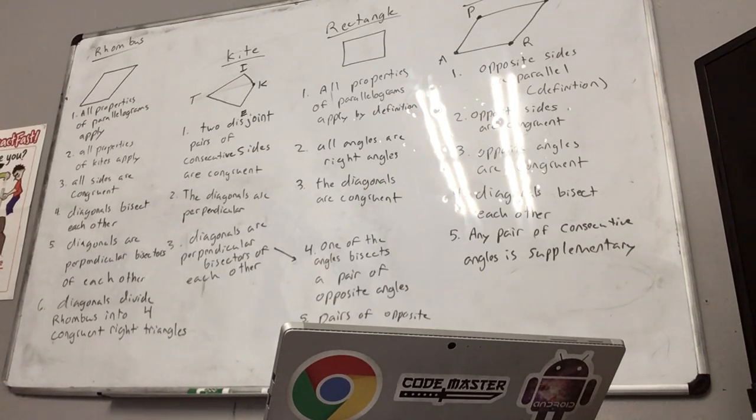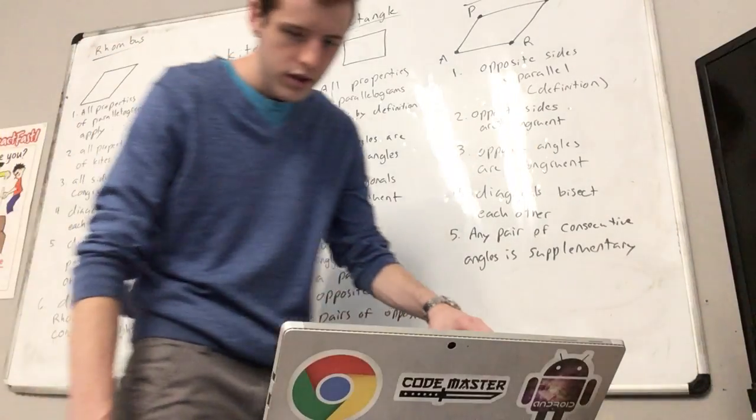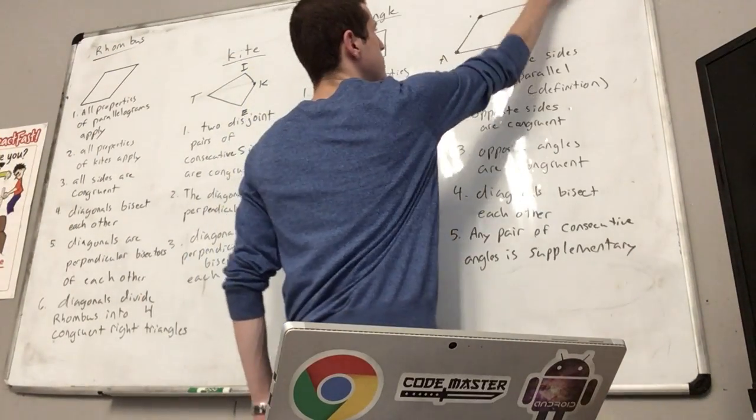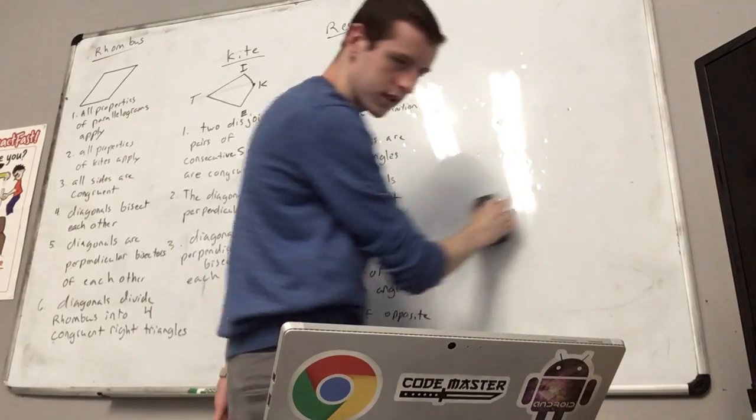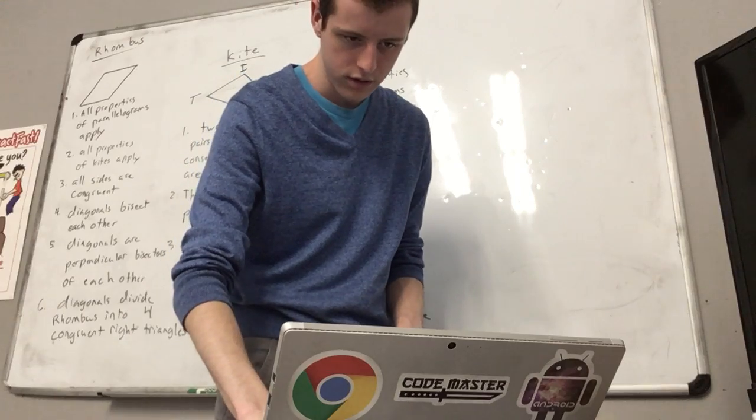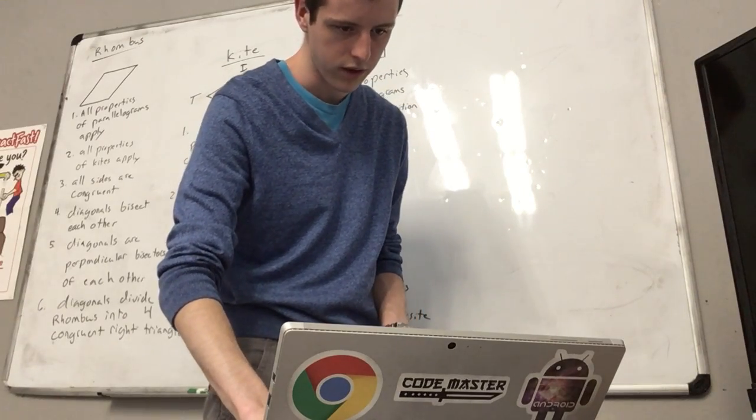As for rhombus, all properties of parallelograms apply. All properties of kites apply. I definitely repeated one. Actually 2, I believe. But all sides are congruent. The diagonals bisect each other. Diagonals are perpendicular bisectors of each other, and then the diagonals divide the rhombus into 4 right triangles. We're almost through these. There are 2 more, thank goodness.